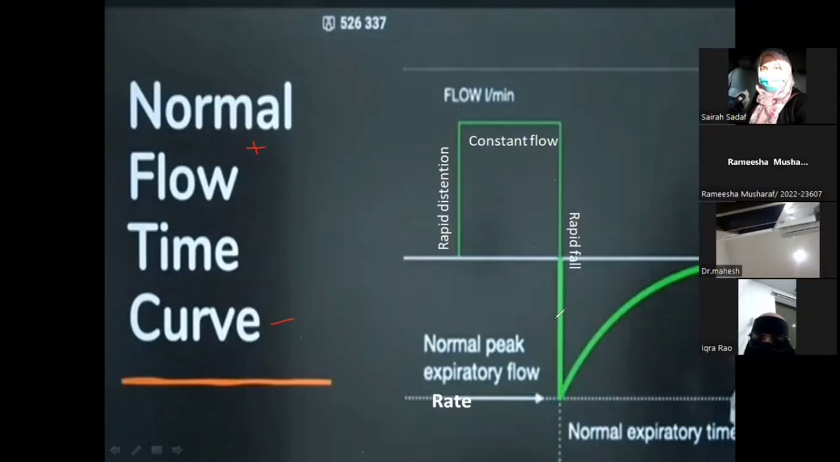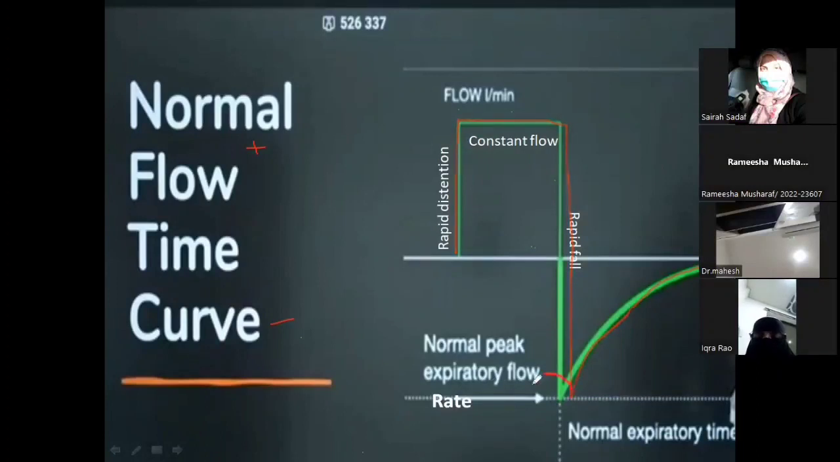Let me see this on my screen as well. Yes, okay. Then there will be a rapid fall, as you can see here, and that will be followed by a little volume left inside the balloon that is coming out very slowly, and it will take some time. Got it? So this is inspiration, rapid distension, constant phase, then rapid fall, and then there is slow expiration. It will take some time.